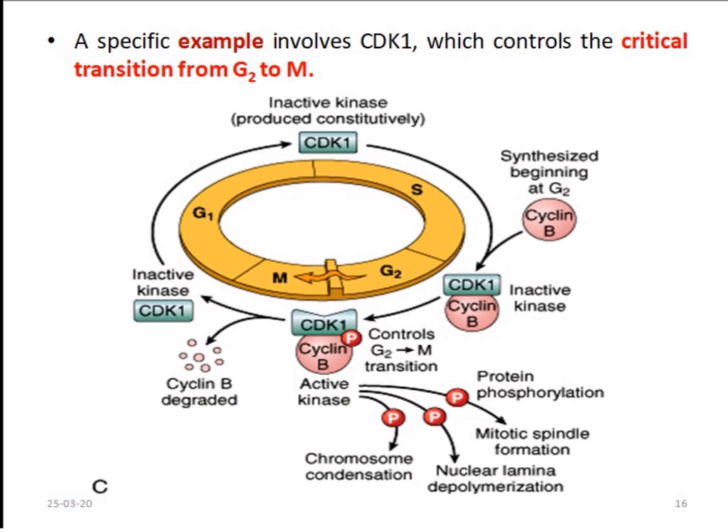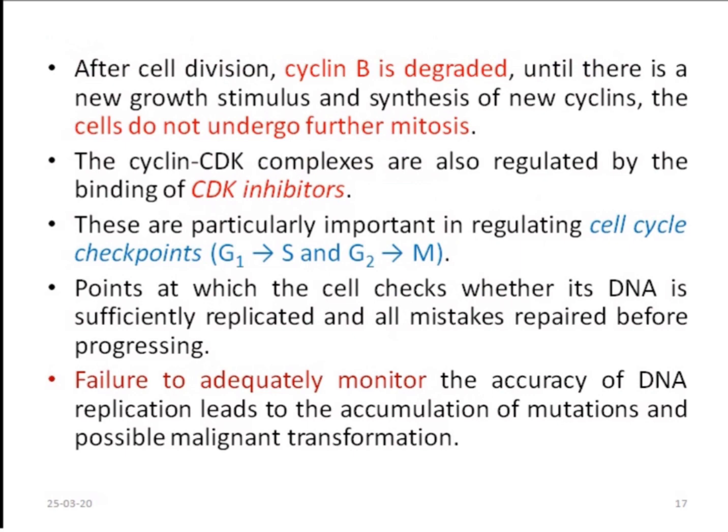In the examination, there will be a single question on the cell cycle or the cell cycle regulator, like that. Now after cell division, cyclin B is degraded, as I told you, the whole process, and I also told you about various checkpoints, G1 to S and G2 to M, like that various checkpoints will come.